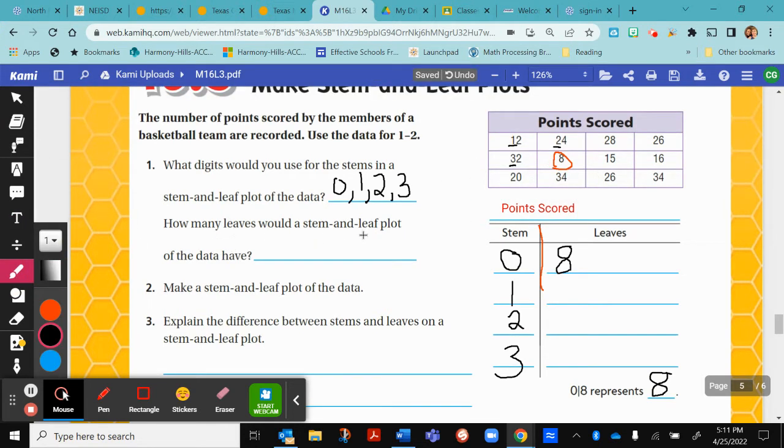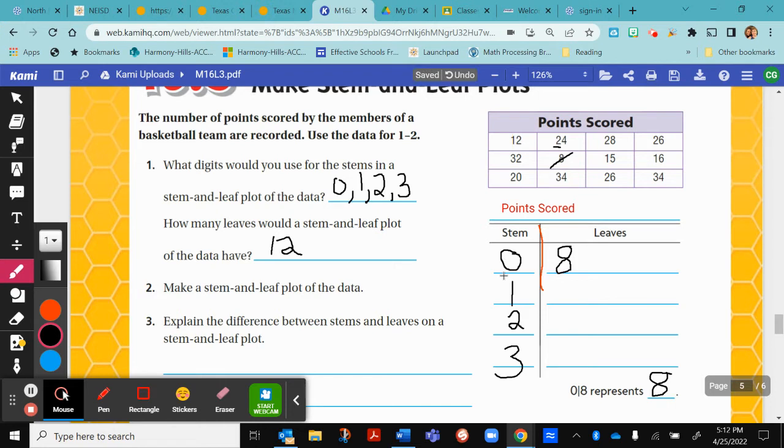How many leaves would a stem and leaf plot of the data have? So I'm just going to simply count up all of them that I've got. I have 1, 2, 3, 4. 1, 2, 3. I have 3 groups of 4 in each group. So 4 times 3 equals 12. So I'm going to end up having 12 leaves, which are going to be in the ones place. So now I'm going to make my stem and leaf plot. I've already done my 8.